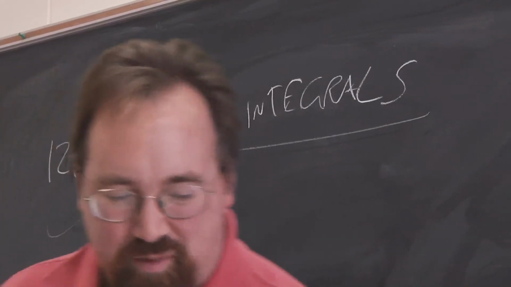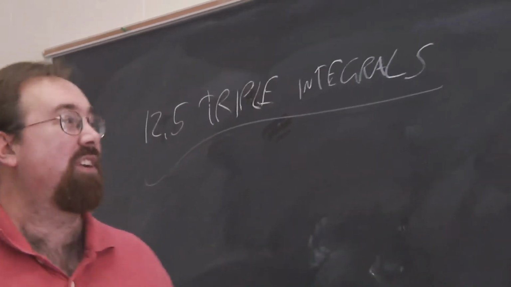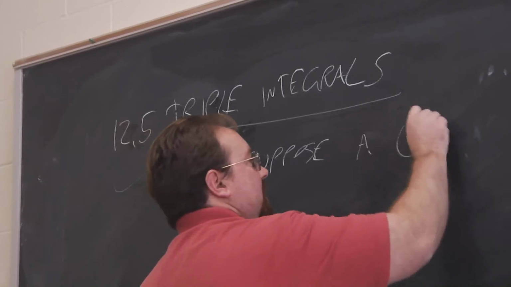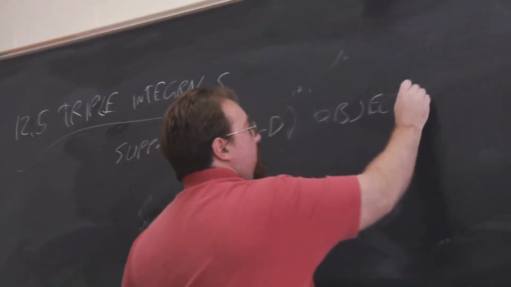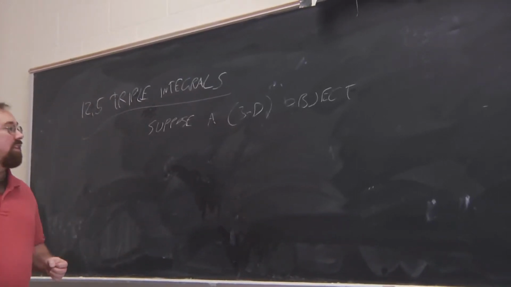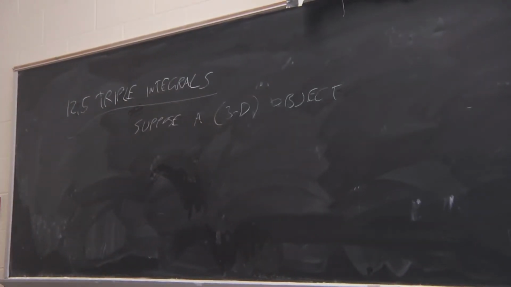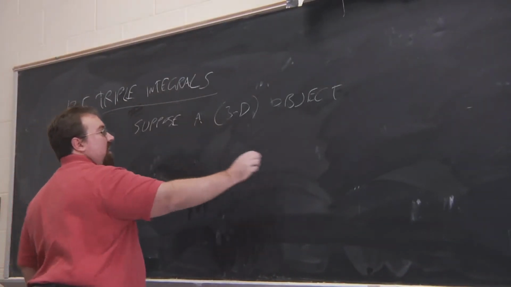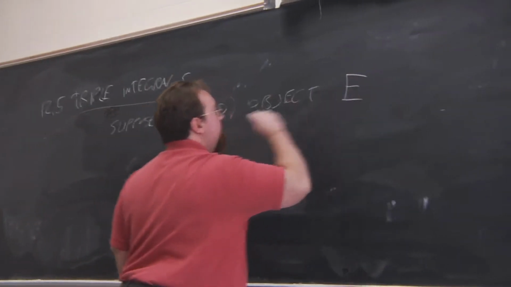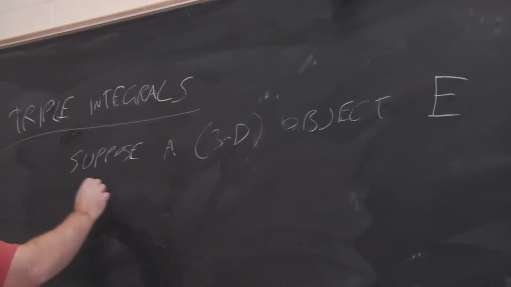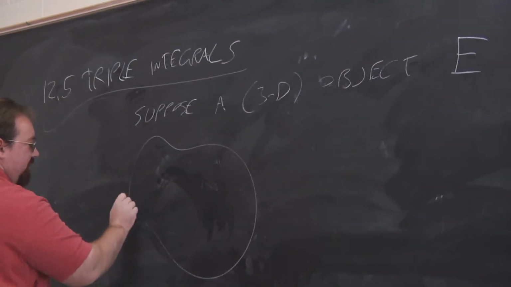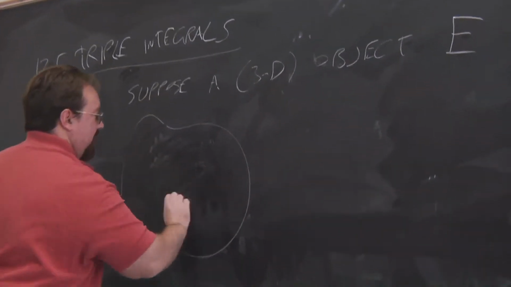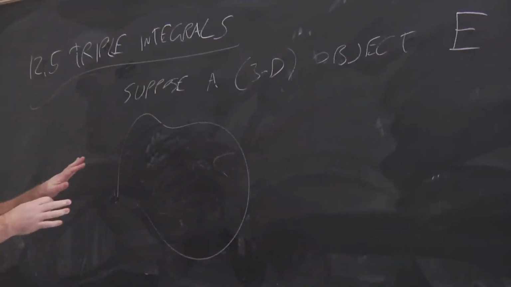If double integrals weren't enough of a pain, we now have triple integrals. You have an object, any object, so it's a three-dimensional shape, and we'll call it E. I'm shading to give it depth.